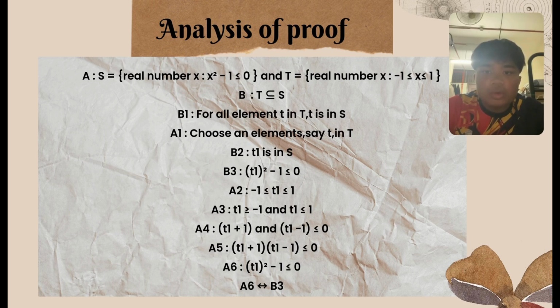For A4, (t1 plus 1) and (1 minus t1) are both greater than or equal to 0. For A5, (t1 plus 1) times (t1 minus 1) is less than or equal to 0. For A6, t1 squared minus 1 is less than or equal to 0. So A is equivalent to B3.